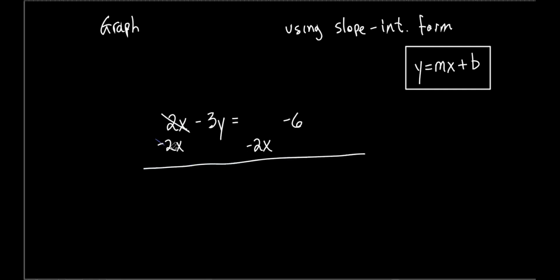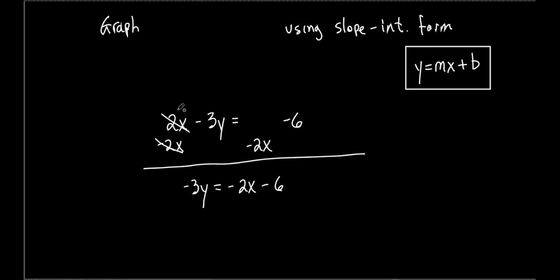So what happens here? I subtracted a 2x. That goes away. What's left over then? Negative 3y equals what? Negative 2x minus 6. Very good. Okay? It's probably the hardest step of the whole thing. That's the step that most people get confused about.